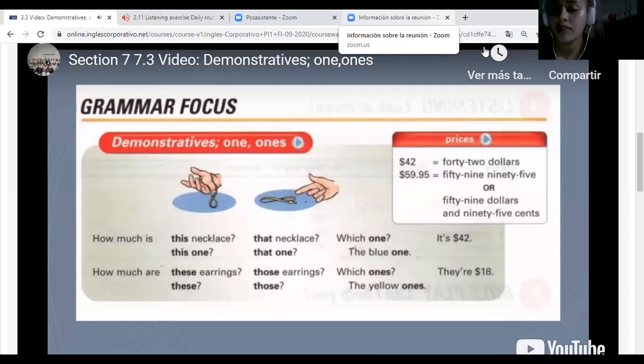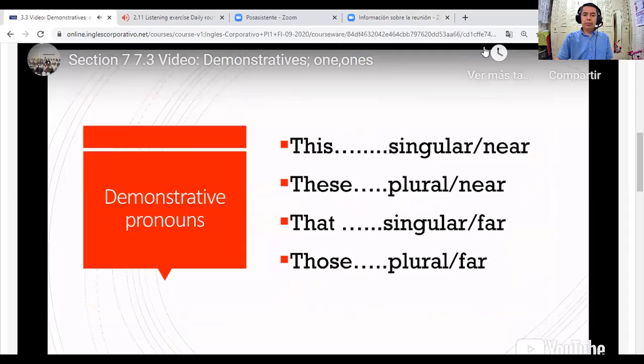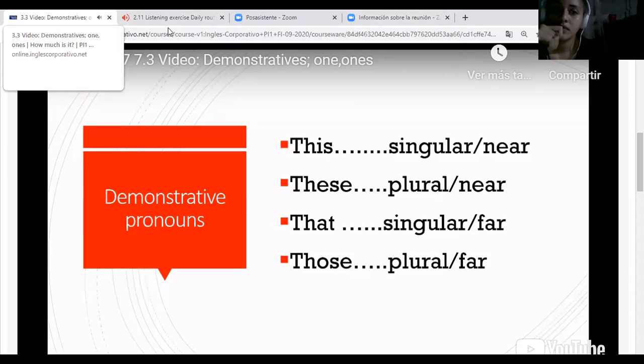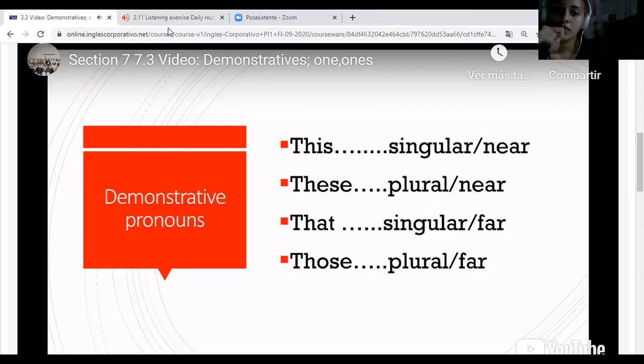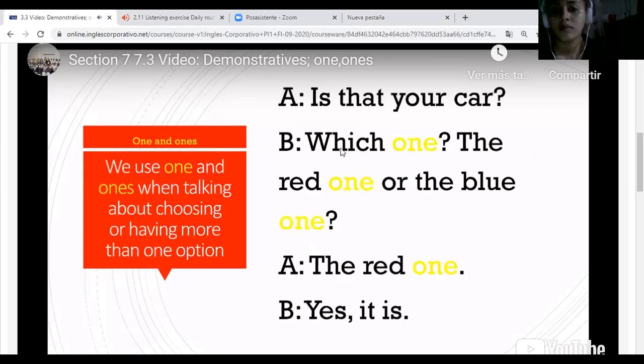$59.95. As you realized, we're talking about demonstrative pronouns. As you know, there are four. This, these, that, those. I know you have studied this before, so we will make a quick review. This, singular, near. These, plural, near. That, singular, far. Those, plural, far. Therefore, we use is for this and that, and are for these and those. In English, we use one or ones very often when talking about choosing or having more than one option. For example, I ask, is that your car? Which one? The red one or the blue one? Yes, the red one. Yes, it is. The words one or ones always go at the end of the question and answers, and they replace the noun in question.